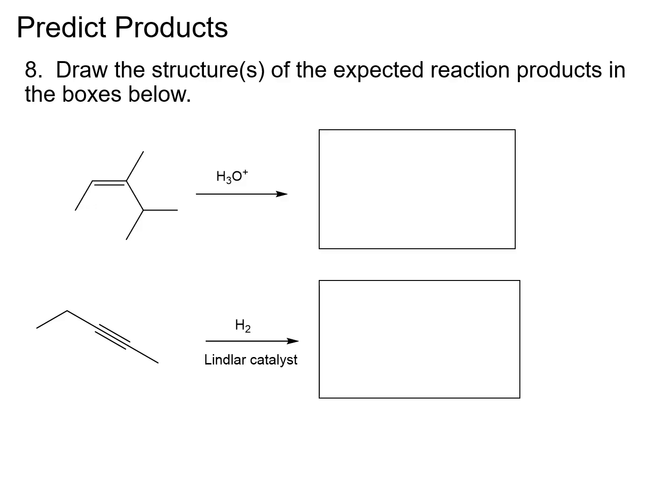2 more predict products questions. So in the last ones, we focused on HBr and HCl. H3O plus is going to act in the same fashion. We're still going to add a hydrogen to the carbon in our alkene that has more hydrogens. So in this case, we have a carbon with 1 H versus no H's. So we're going to add an H here.